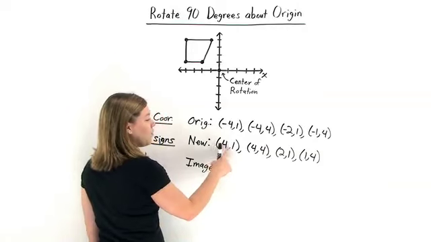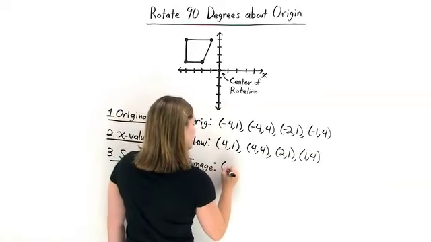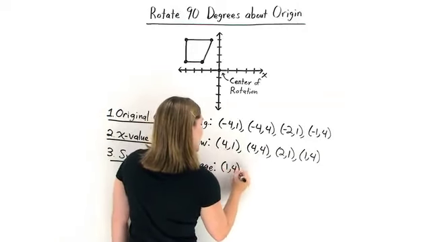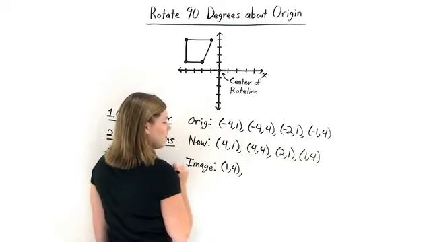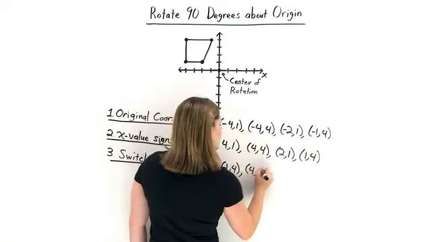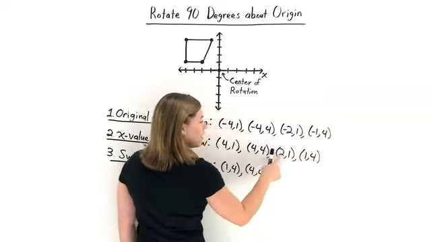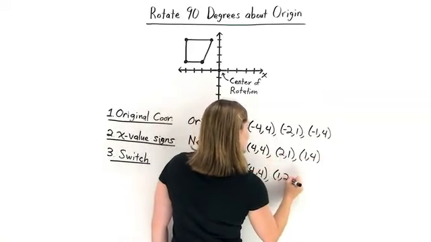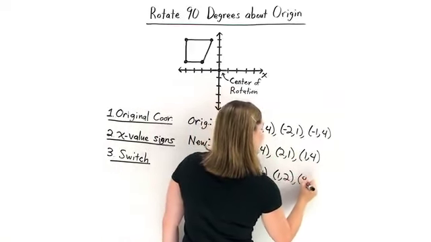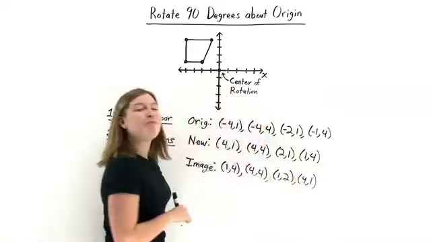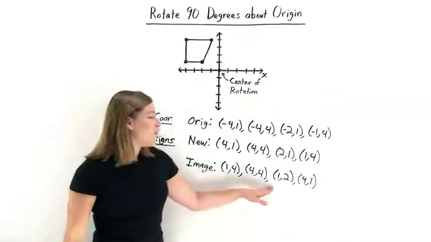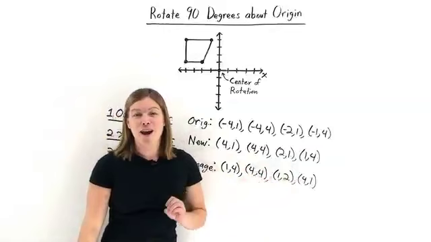So here, instead of the ordered pair (4, 1), we will switch the x and y coordinates and we will get (1, 4). Then here we will have the ordered pair (4, 4). Here we will have the ordered pair (1, 2). And here the ordered pair (4, 1). Perfect. These 4 ordered pairs help to make up our image.